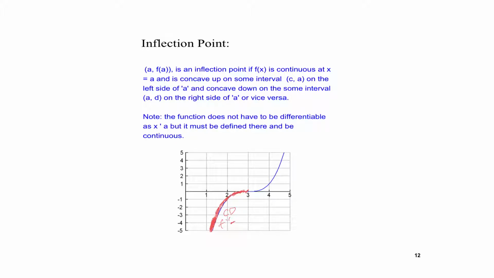After that, we have in green, from left to right, this area here, it's curving up. So curving up means concave up, or the second derivative is positive.